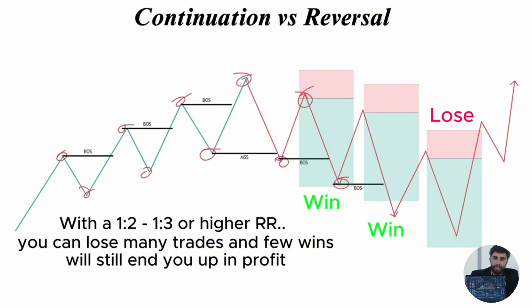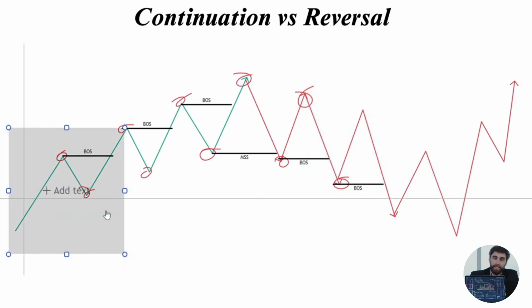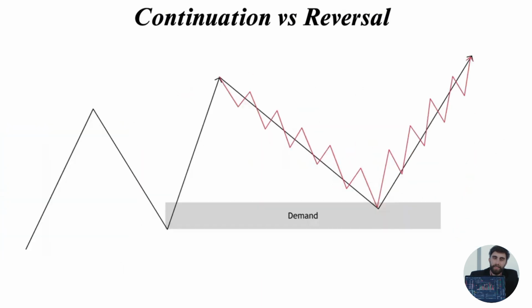With this risk management, you can even lose multiple trades and have a few wins and still end up with profits. Now let's take a small part of this bullish structure and zoom into it. This is what we are able to see.